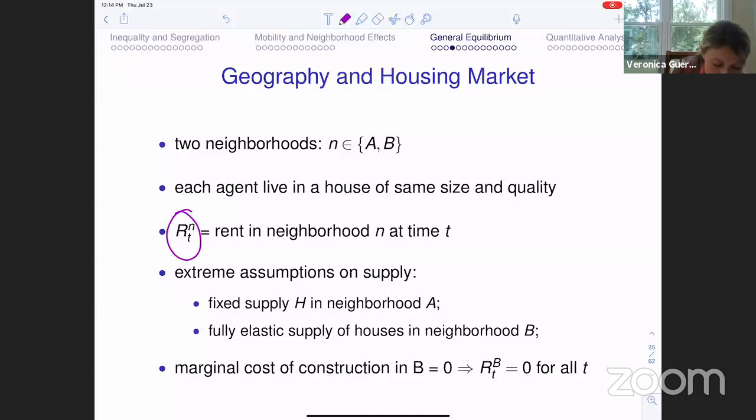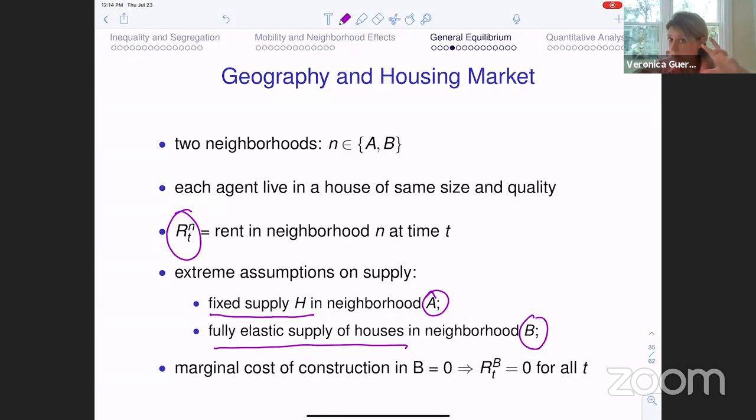We're going to call R_tn the rent in neighborhood N at time t. Everybody's renting, so homeowners are out of the picture here. And we are going to make an extreme assumption on supply. Again, it's a stark assumption, but the model is generalizable in this dimension. We assume that neighborhood A has a fixed supply of houses, H, and neighborhood B has a fully elastic supply of houses. This is the simplest assumption we can make to get our results.